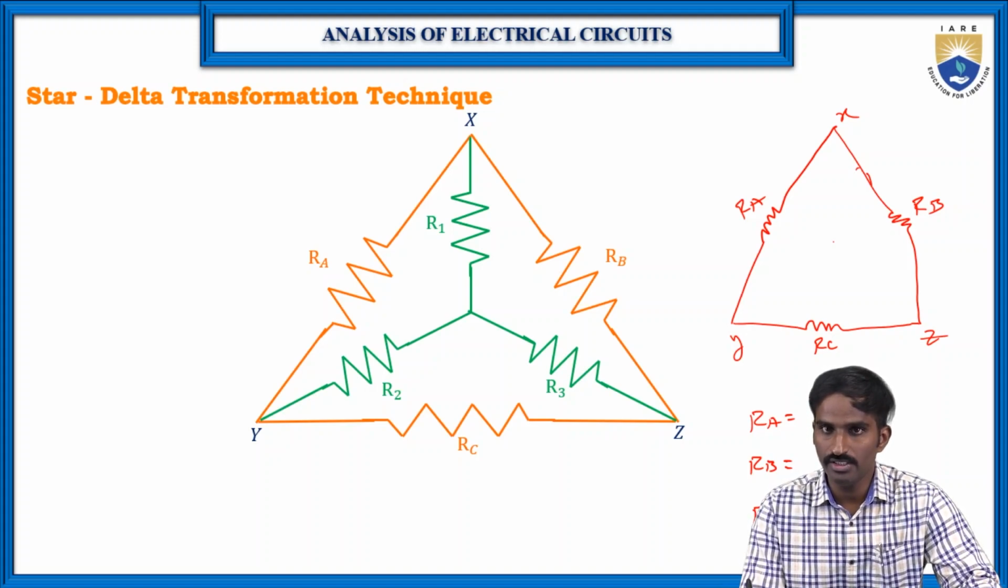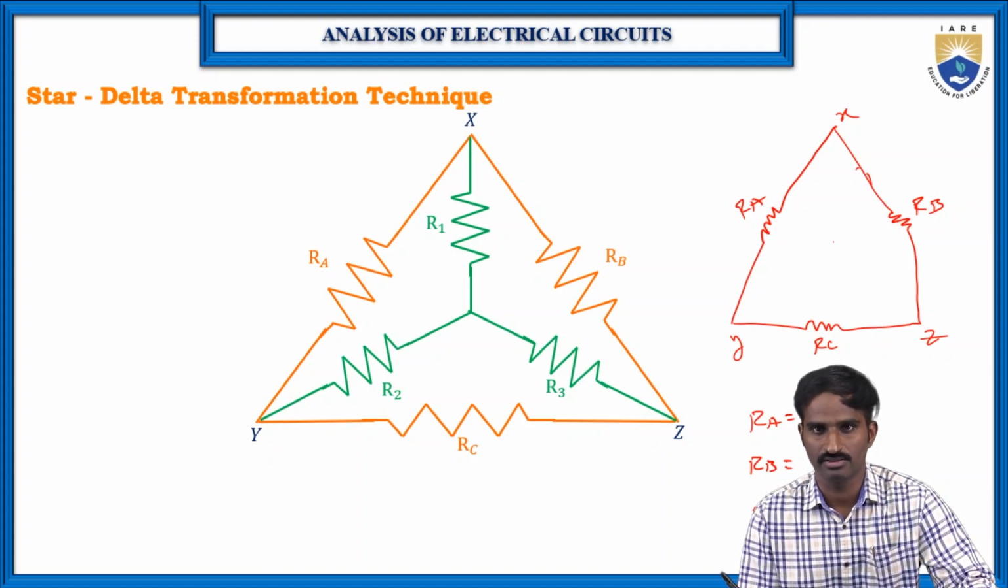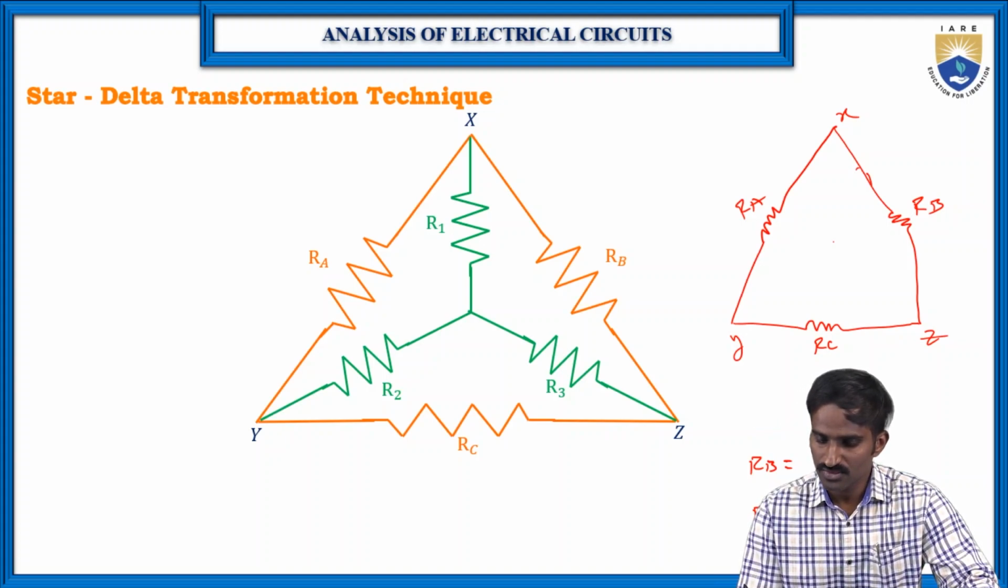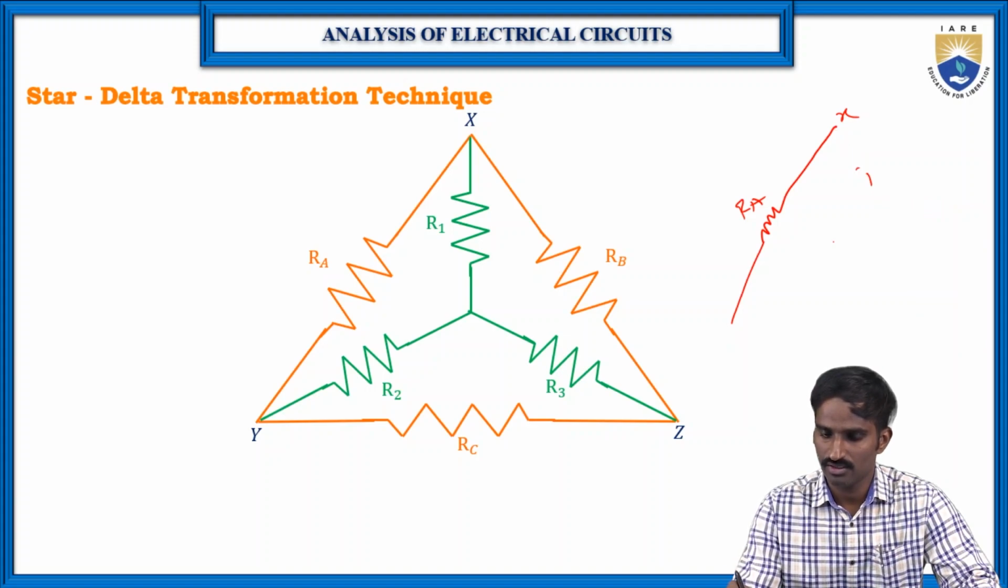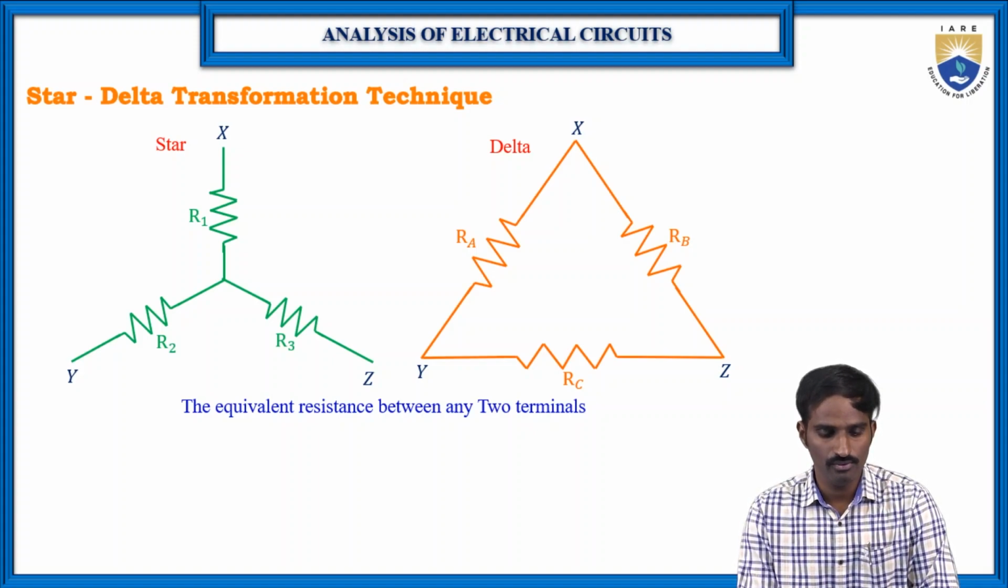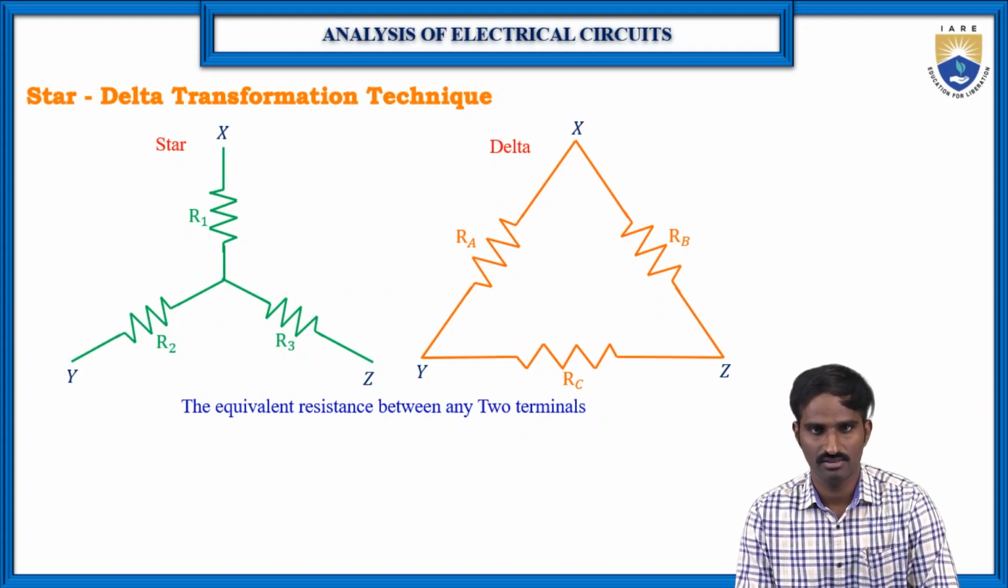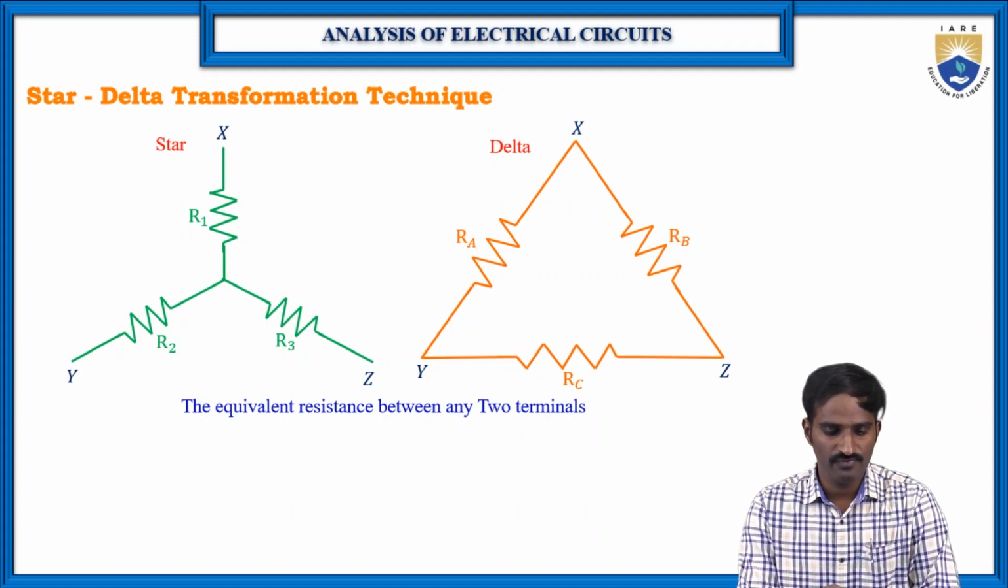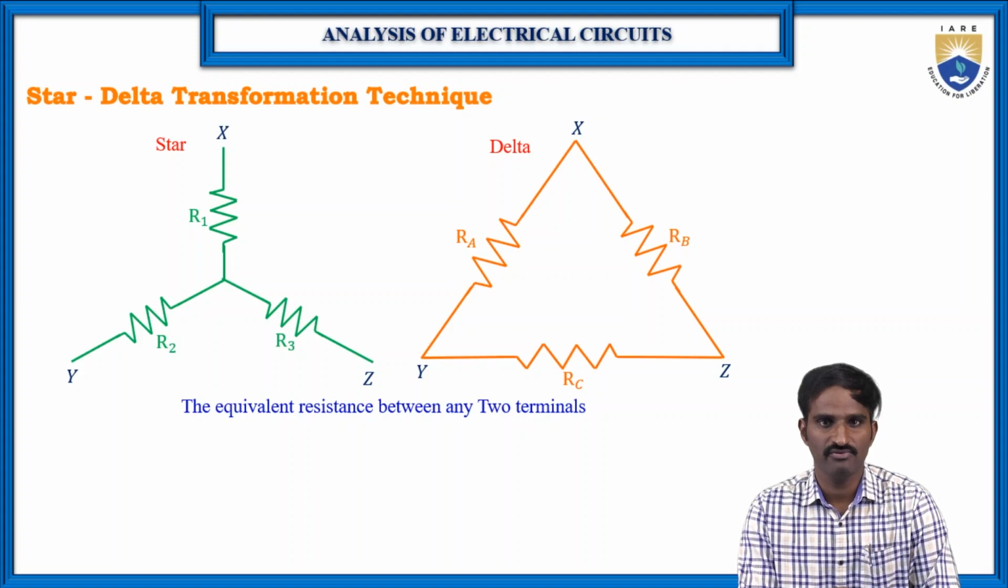But now we need to develop a formula in terms of R1, R2, R3 to find the RA, RB and RC values. Let us see how we can find the RA, RB, RC values in terms of R1, R2 and R3. So here there is a star network and a delta network. Now we are going to write an equivalent resistance between any two terminals by considering the third terminal as negligible. Suppose let us consider the terminals X and Y.